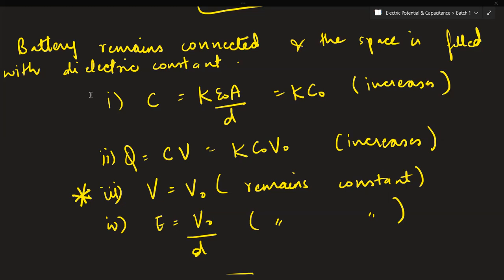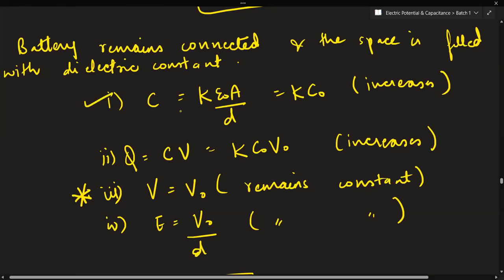Like in case of capacitance, we have studied that it becomes C naught V naught. See, in case of charge you have CV. Capacitance becomes K times. If you multiply anything, that will get increased. So obviously, capacitance increases in the first case. Here, capacitance increases because it is getting multiplied by K.